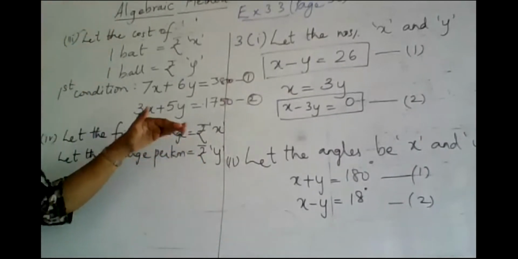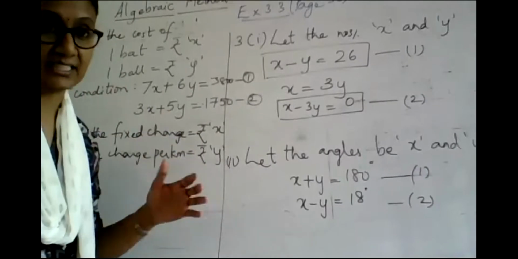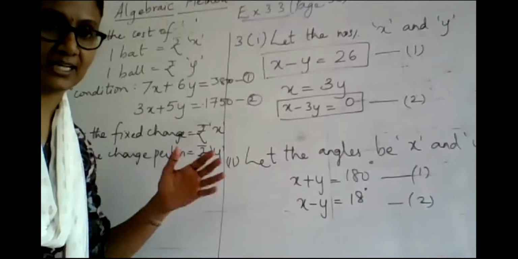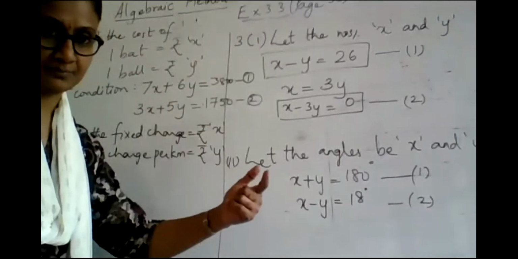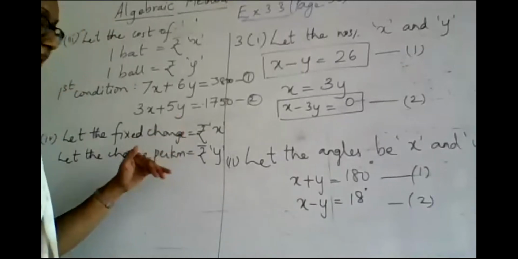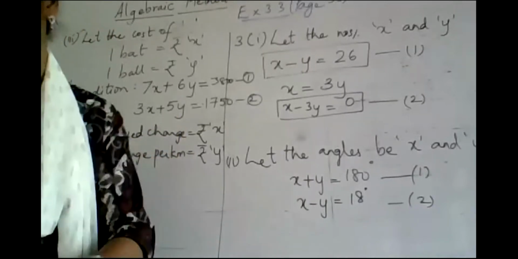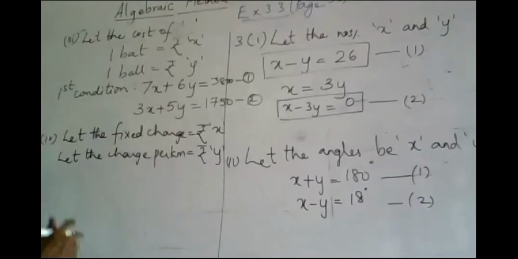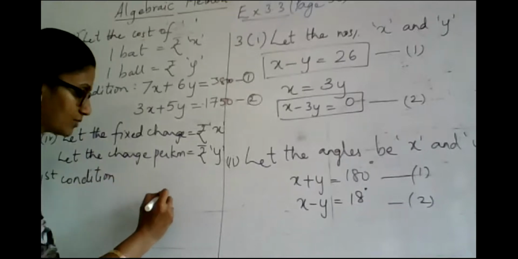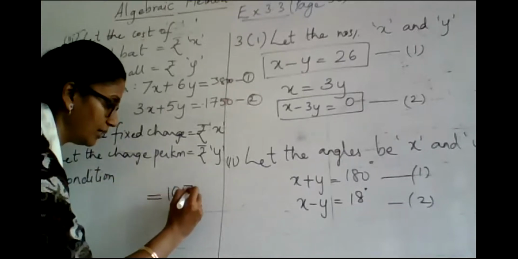So I have exceeded the fixed charge. That means I don't get down when the fixed charge is done. After the fixed charge, the meter will start running. For every kilometer that I am traveling, it is running. So when I get down from the auto, I have paid 105 rupees. That is my first condition. My first condition states that I have paid rupees 105, which is the total money.